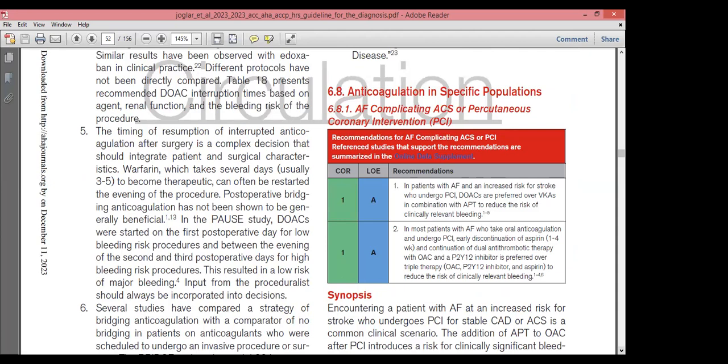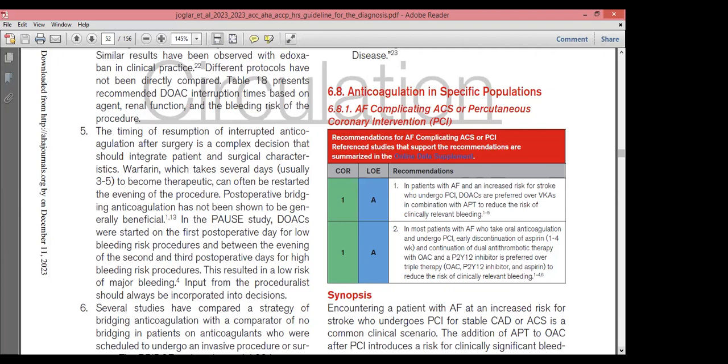I remember asking about it one time, was it last week Sunday when Dr. Sarah was presenting? So, class 1 recommendation, they said in patients with AF and an increased risk of stroke who undergo PCI, direct oral anticoagulants are preferred over vitamin K antagonists in combination with antiplatelets to reduce the risk of clinically evident bleeding.